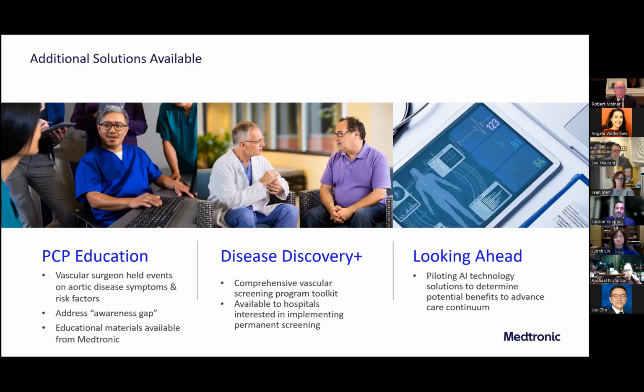There's a toolkit in the Disease Discovery Plus that allows you to not only bridge the gap between screening, but also allows people who haven't put in robust screening programs to get an ultrasound-based screening program in place for your hospital so that you can really target and give free or low-cost screening to these people and really allow points of entry and allow people to be treated before they hit the rupture.